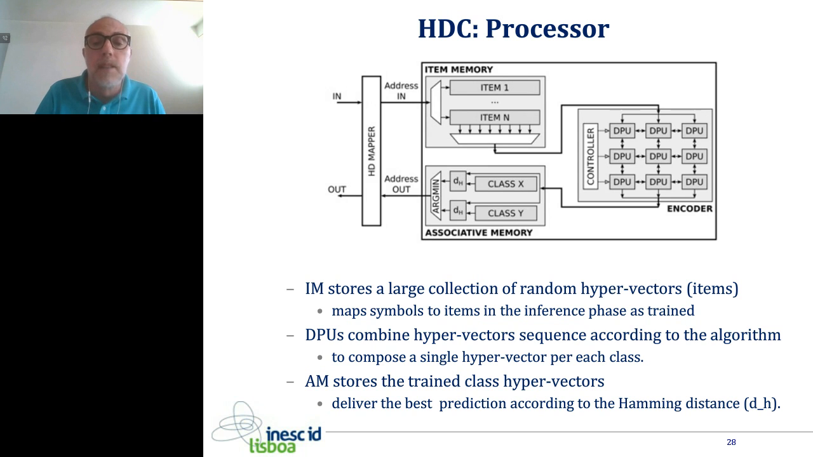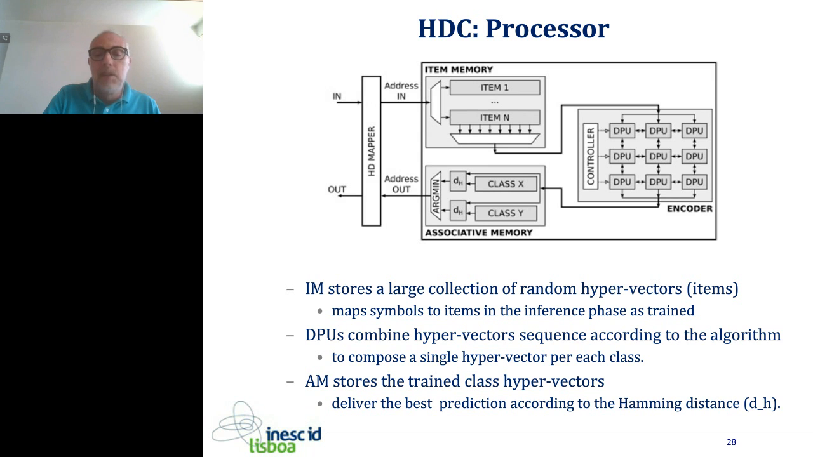As you can see here, in the architecture you have an item memory that stores a large collection of random hypervectors that map symbols to items in the inference phase, as it was trained in the training phase. Then you have these DPUs, which are processing units that just combine the hypervector sequence according to the algorithm and compose the hypervector that represents a class. And then you have the associative memory that stores the trained class hypervectors that deliver the best prediction according to the Hamming distance that you have stored in this associative memory.